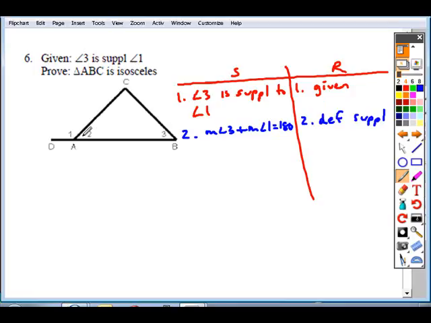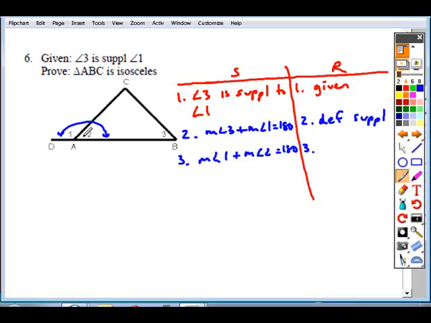Okay, so we have angles 3 and 1. We still need to introduce angle 2. So what's the most specific piece of information we have about angle 2? Okay, so these are together forming a straight angle. So angle 1 and angle 2 add up to 180.